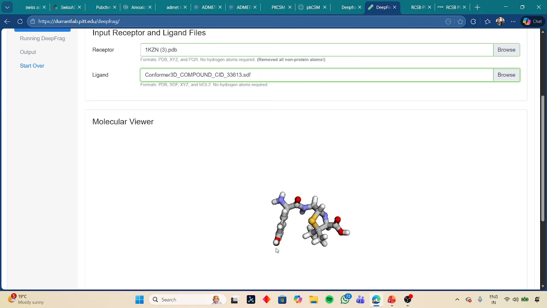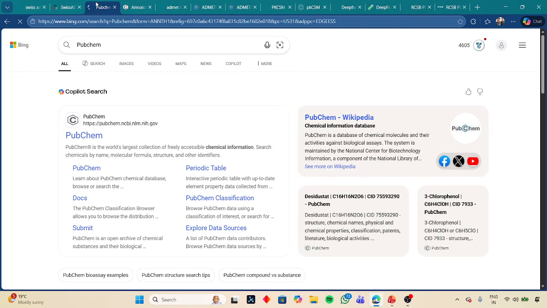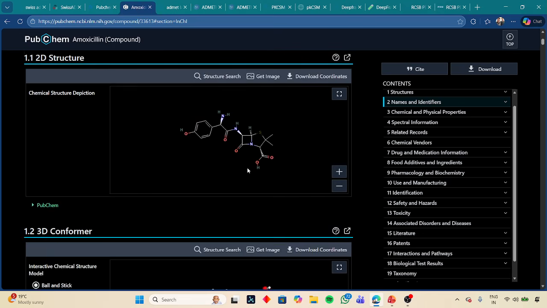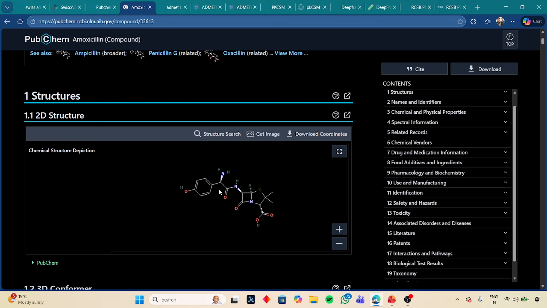Let's go again to PubChem, to amoxicillin, and you can see this is the structure of amoxicillin. Where we need to change, we can change the OH group. We can change the NH2 group here, but we cannot change the beta lactam moiety because this is the pharmacophore. Then in DeepFrag, we want to find out what other group we can attach instead of the OH group to get proper activity.